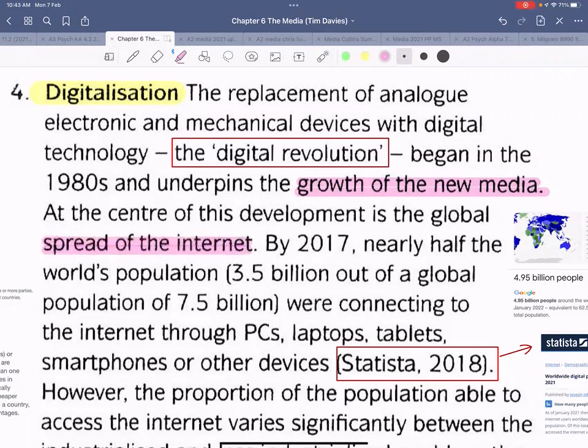Internet has a huge role to play when you talk about the growth of new media. By 2017, nearly half the world's population, that is 3.5 billion out of a global population of 7.5 billion, were connecting to the internet through PCs, laptops, and tablets, smartphones, and other devices, according to Statista in 2018, right? So we're talking about 3.5 billion out of a global population of 7.5 billion.